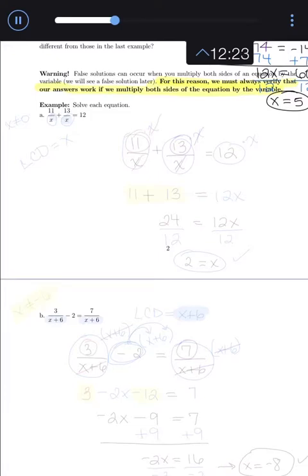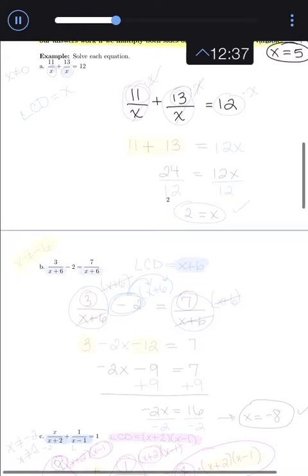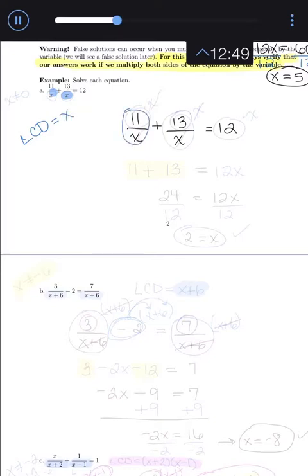Let's take a look at this first example of an equation with variables in the denominator. On this first one, we have 11 over x plus 13 over x equals 12. We're going to do the same tactic. We're going to look at the denominators, which are just an x, and we're going to multiply by the common denominator. If the denominators are both x, the LCD will just be an x. So we'll multiply each and every piece on both sides of our equation by an x.